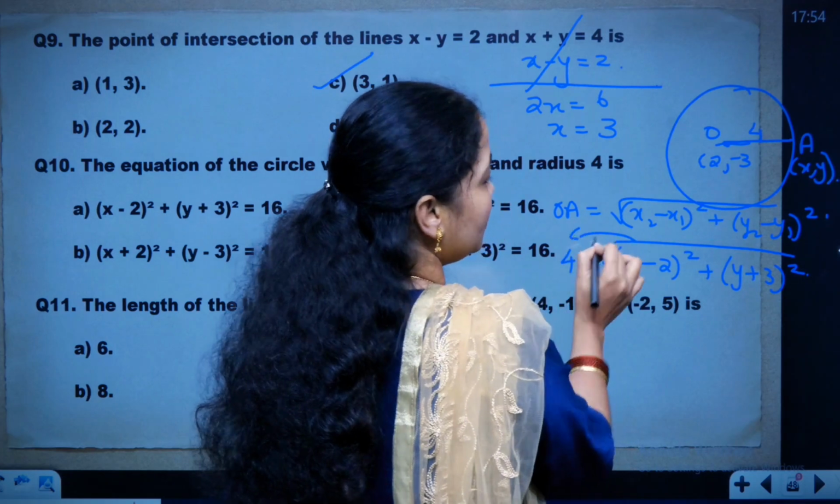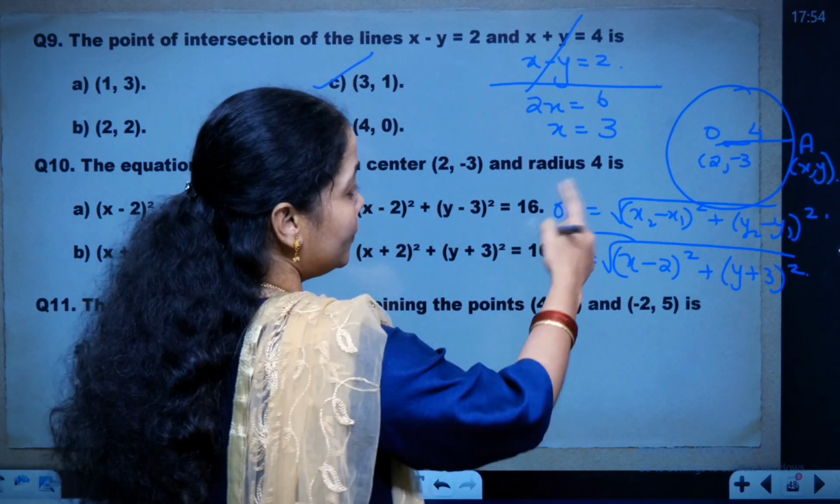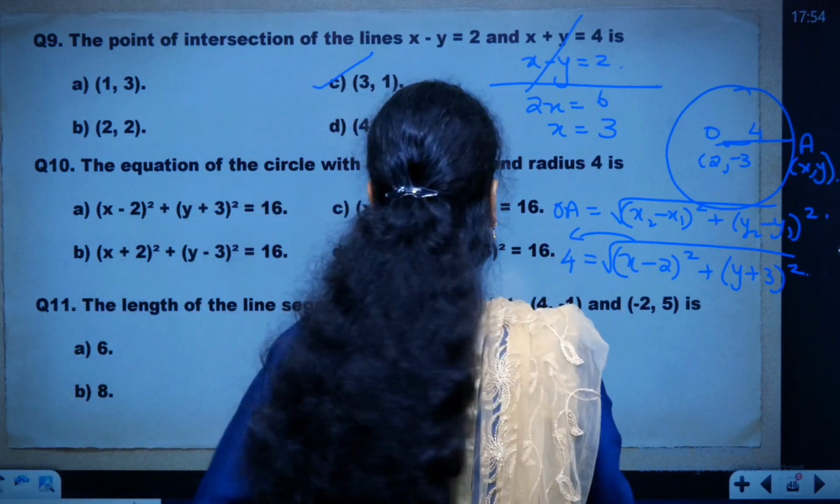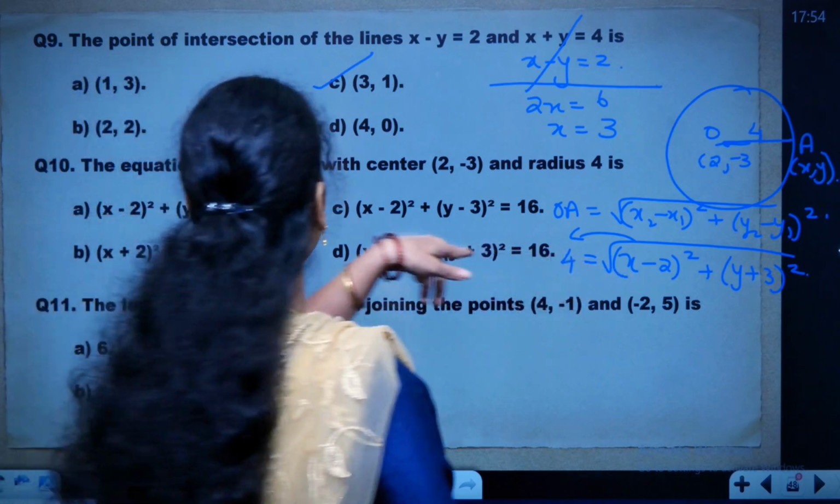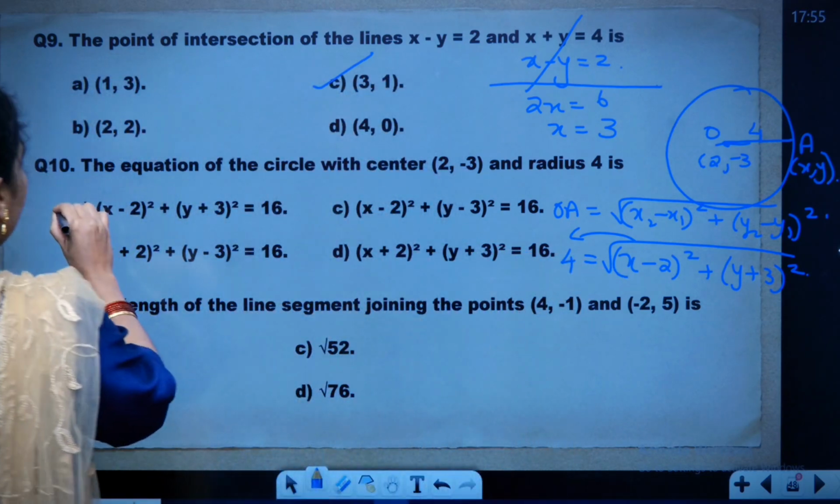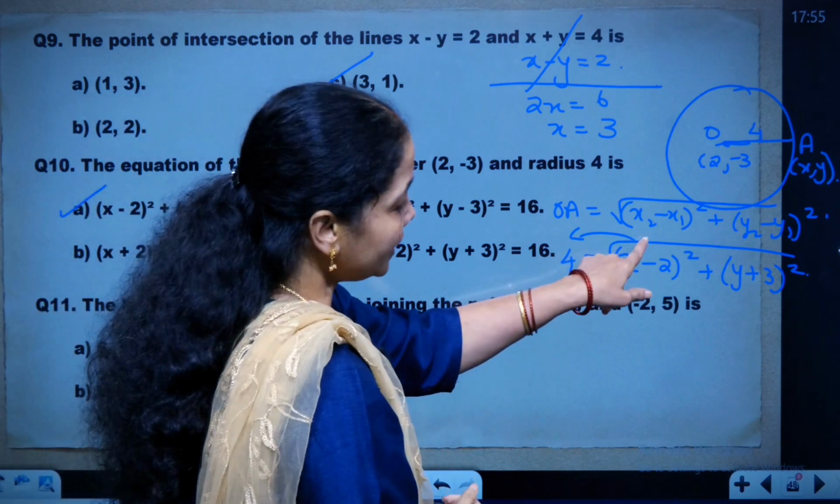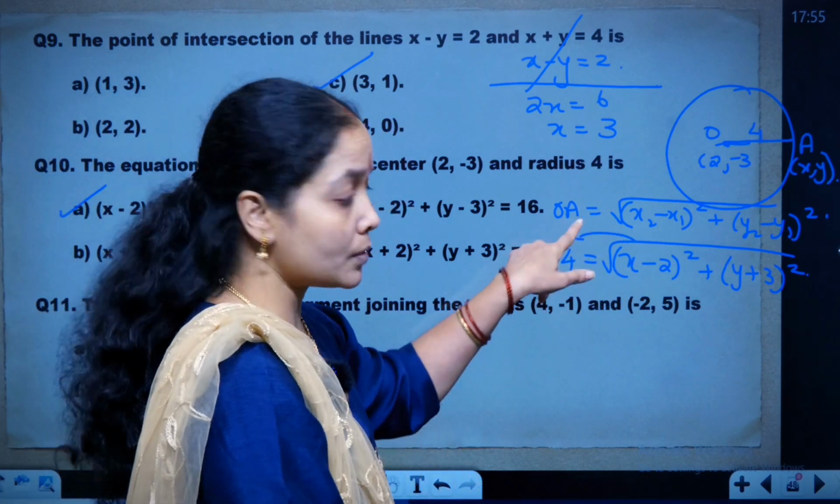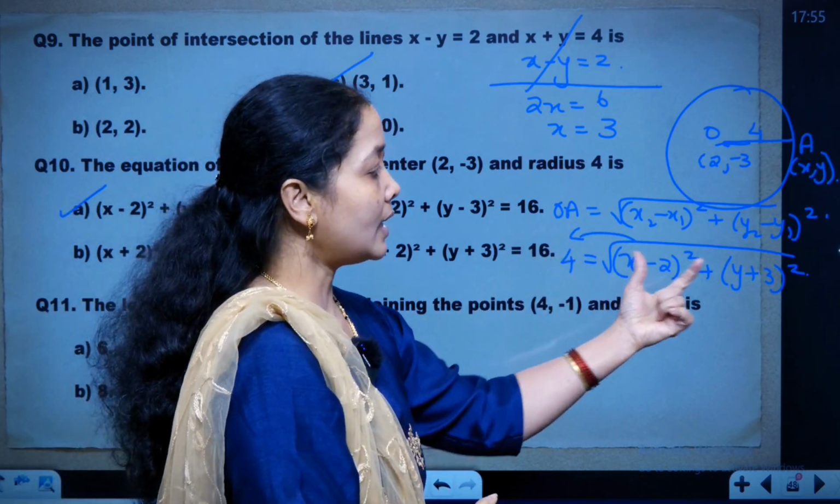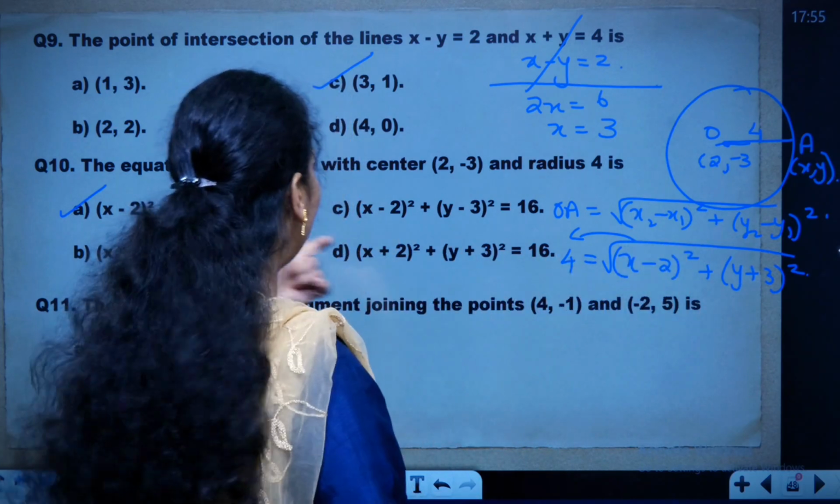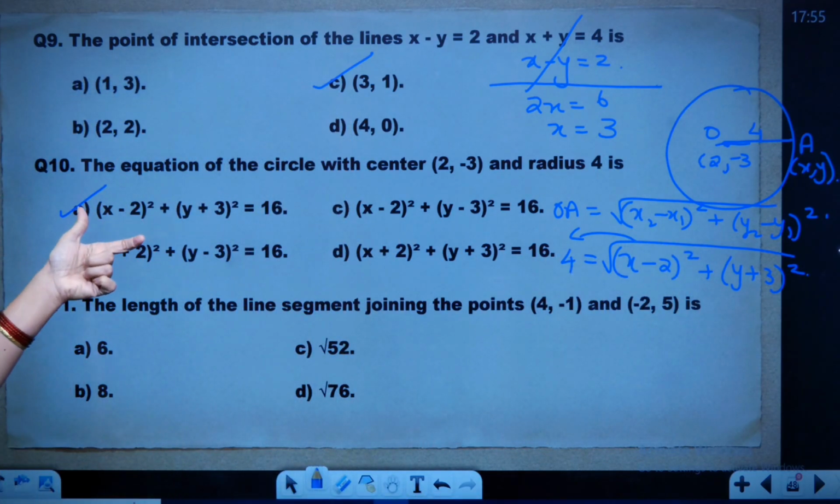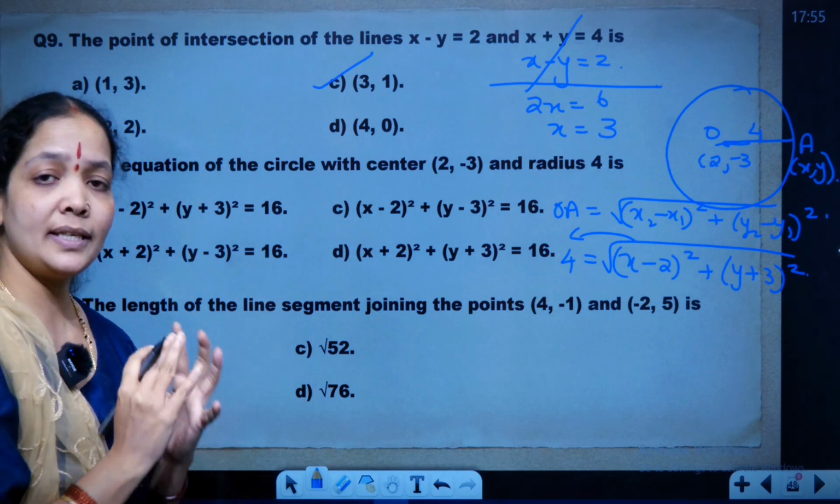If root is taken to the other end, it will be square. 4 square is 16. So 16 equal to (x minus 2) square plus (y plus 3) square. So option A is matching my right answer. Just take the root to the other end. If you take the root to the other end, it will become 4 square. 4 square is 16. The other terms will remain as it is. Match it with the option. It is going for option A. So 10th answer will be option A exactly.